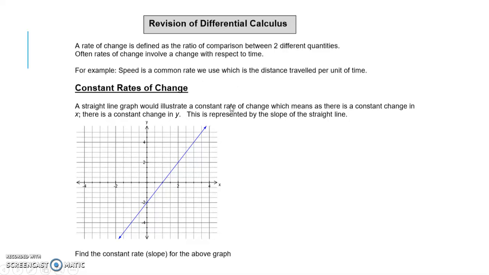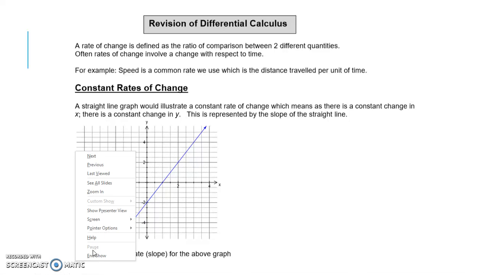So we're going to look at different graphs. So constant rates of change. If there's a straight line graph, this just means that something is changing at a constant rate. As we have a change in x of 1, we have a change in y of 2. Change in x of 1, change in y of 2. So there's a constant change along this line. If we were to find the constant rate for the above graph, we could calculate the gradient.